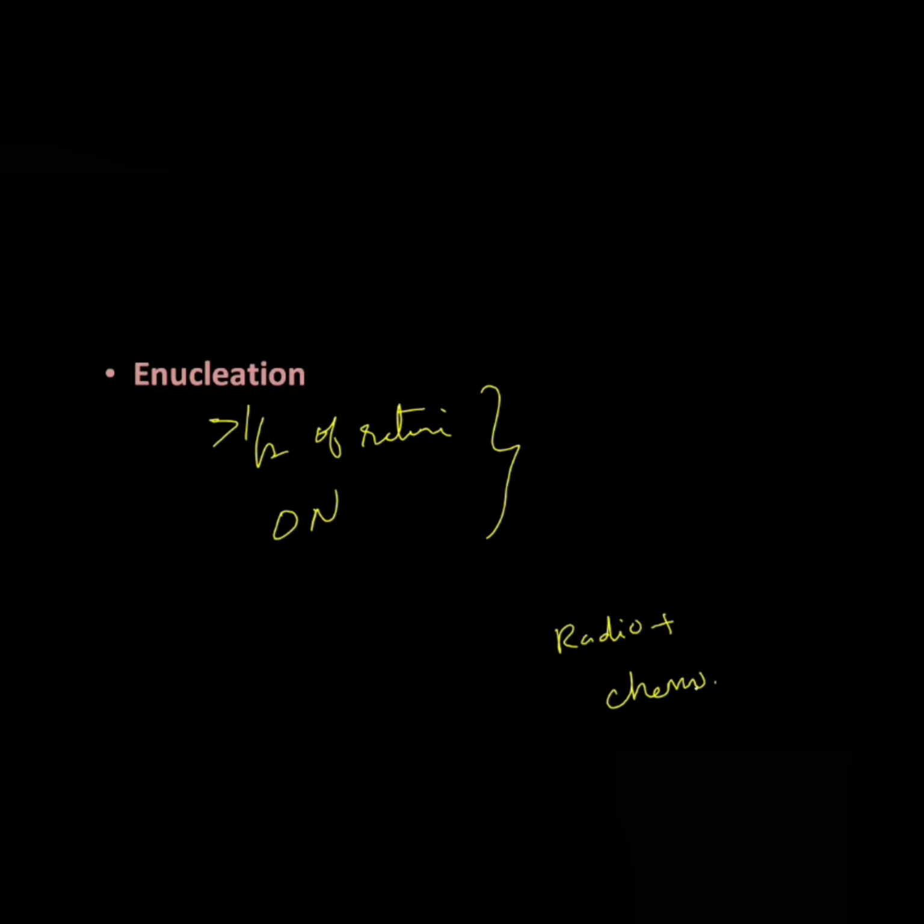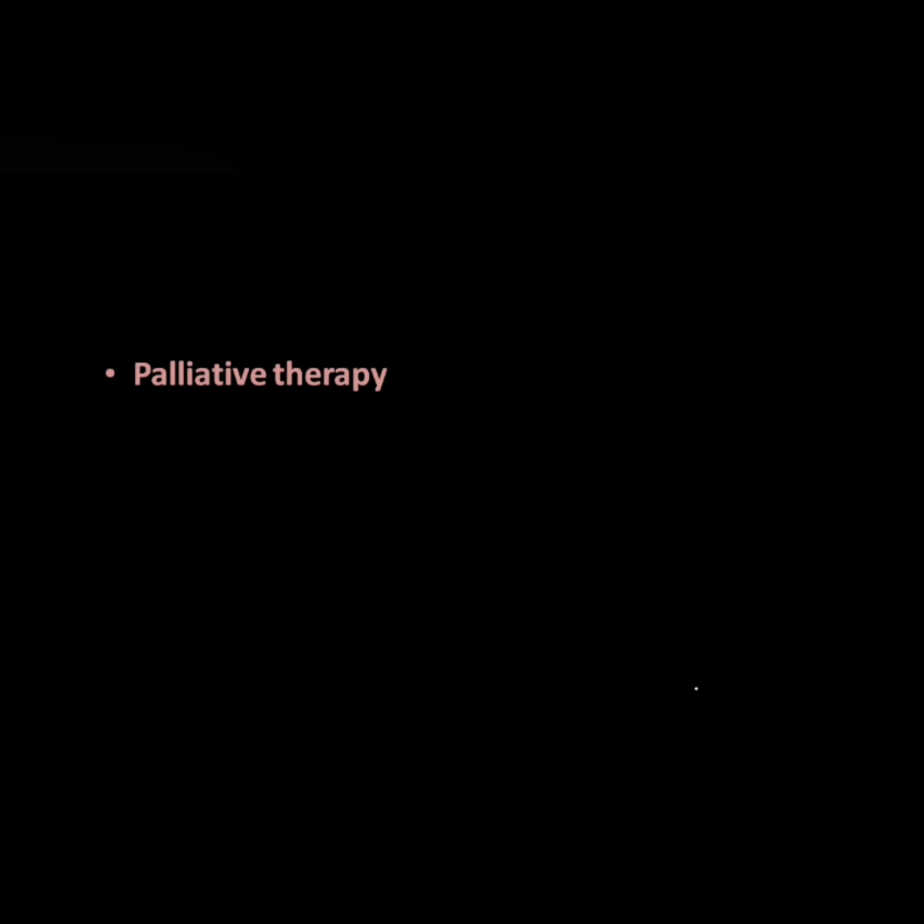Now the next one is enucleation. When more than half of the retina is involved, or whenever the optic nerve is also involved, in such cases you have to go for enucleation, where you need to take out the eyeball and also the maximum length of optic nerve. Followed by this, you also have to give radio and chemotherapy. Whenever the person has later stages of retinoblastoma, with distant metastasis, then you can suggest chemo and radiotherapy for these people.